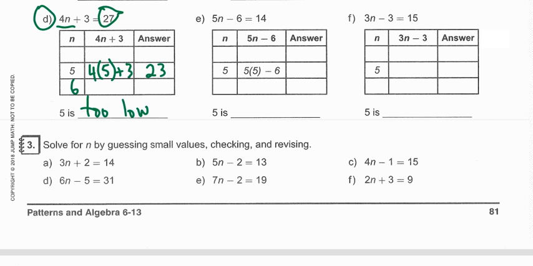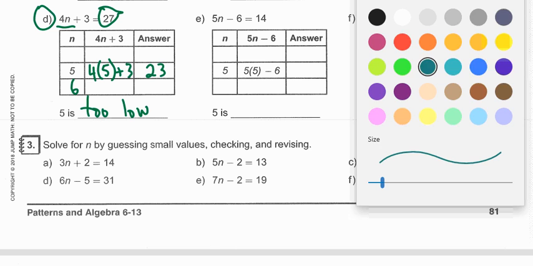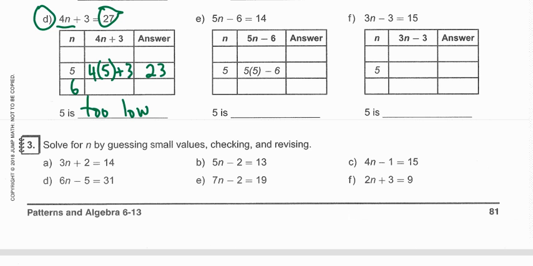So let's go. I'll change colors because that's just going to look confusing. So for 6, we go 4 times 6 plus 3. Well, 4 times 6 is 24, plus 3 is 27. Did we get the correct solution? Yes, we did. So in this case, n = 6 is the correct solution.